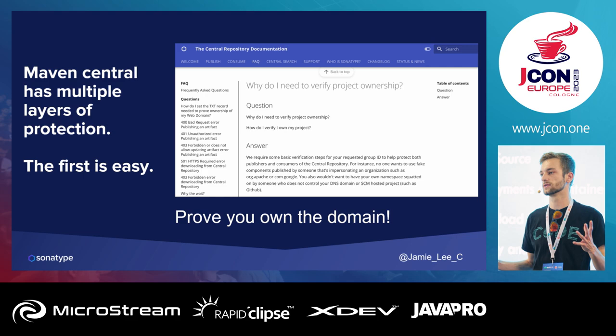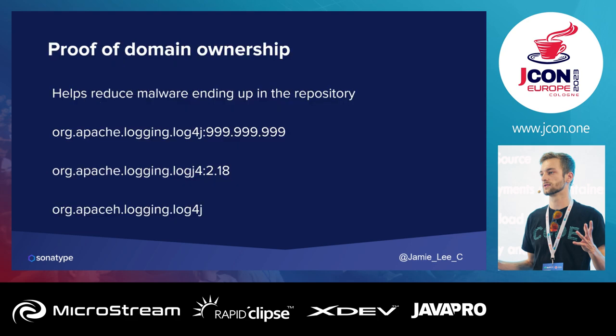But again, Maven Central has lots of different layers of protection. This is the one that separates Maven and Java from a lot of the other languages, is the fact you have to prove you own the domain. So I have to own org.apache.commons or something like that if I want to upload a new version to Maven Central. Whereas Python, Node, things like that, they don't have these restrictions, which means lots of bad stuff gets up there all the time. But there are lots of layers of protection.